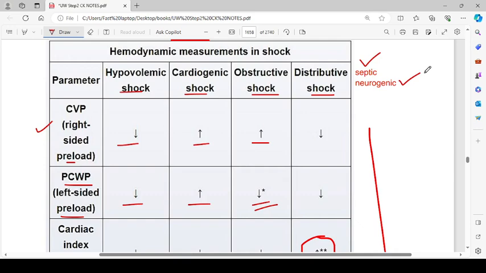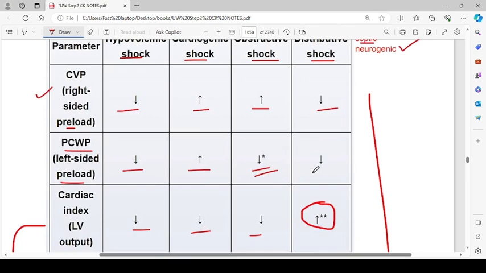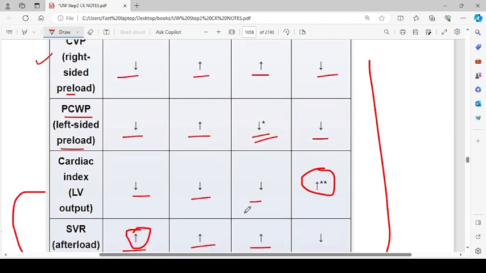The problem with distributive shock, let's talk about septic shock. It is because of some antigen that is floating in the body, and that is causing a massive vasodilation throughout the body. Now that vasodilation of the veins and arteries will lead to a decrease in the preload because the blood is being pooled in the blood vessels. Pulmonary capillary wedge pressure will decrease because of decreased preload. Cardiac index will increase. Now it is the only type of shock in which the cardiac index is increasing because the heart is trying its best to pump blood into the circulation to maintain the blood pressure, but it can't because of the dilated blood vessels.